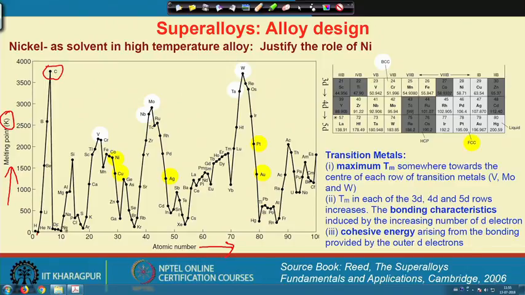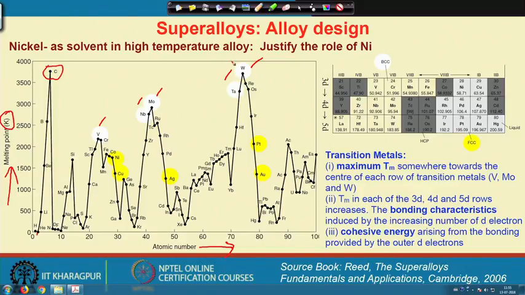Now, let us come to the higher atomic number side. So, there are some peaks here. And you see these peaks contain vanadium, molybdenum, niobium, tungsten, tantalum and so on.